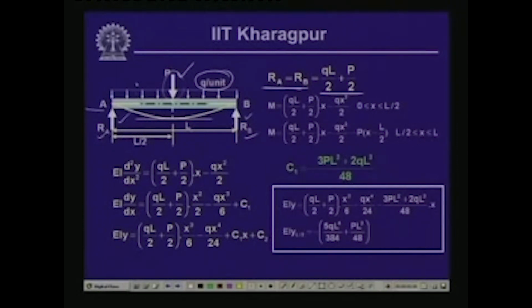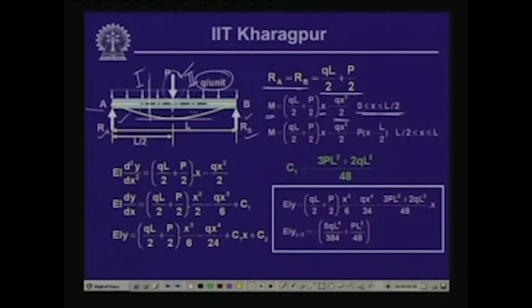Now, here we have two segments, this is segment 1 and this is segment 2. For segment 1, if we take a cut over here and draw the free body of the left hand part, then the expression for the bending moment comes as RA times x, which is (qL by 2 plus P by 2) times x, minus the uniformly distributed load over a length x, which is qx square by 2, and this is valid for x between 0 and L by 2.